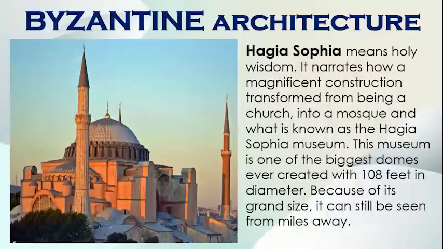So this picture shows the Hagia Sophia. Hagia Sophia means holy wisdom. It narrates how a magnificent construction transformed from being a church into a mosque, and what is known as the Hagia Sophia Museum. This museum has one of the biggest domes ever created, with 108 feet in diameter. Because of its grand size, it can still be seen from miles away.